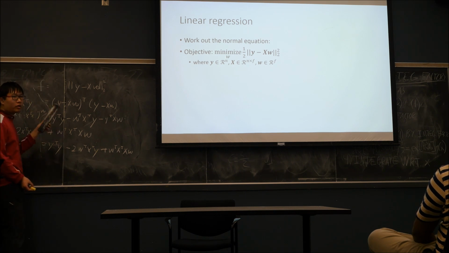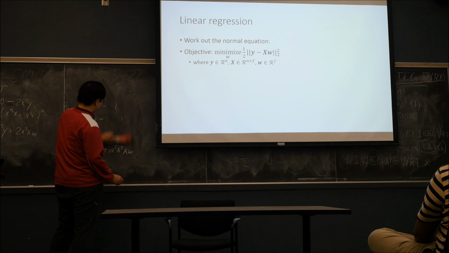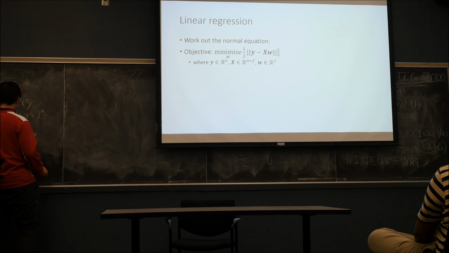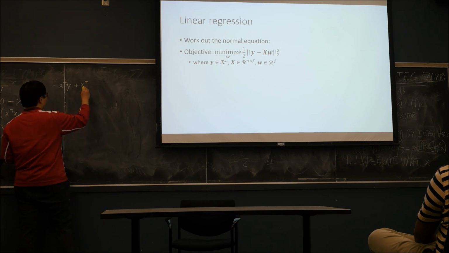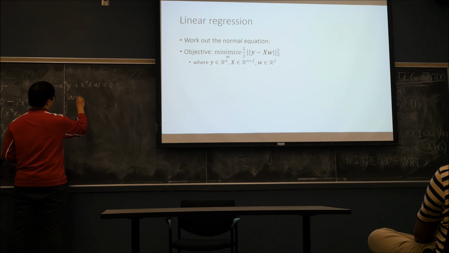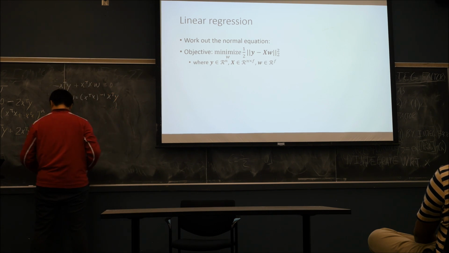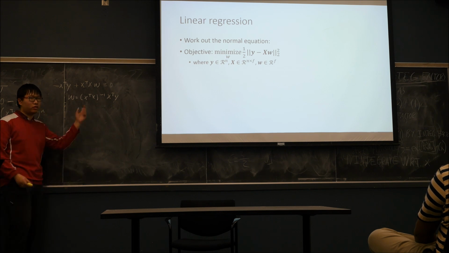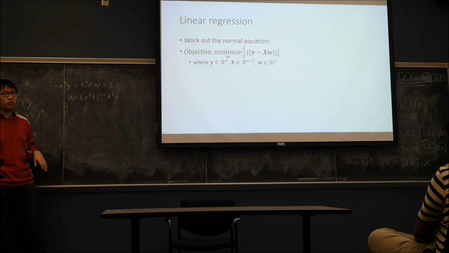So everybody, can I remove this? Okay. So now we have minus x transpose y plus x transpose x w is equal to 0. So what we have is w is equal to x transpose x inverse x transpose y. Okay. So this is called the normal equation. Any problems? Not clear? Okay.